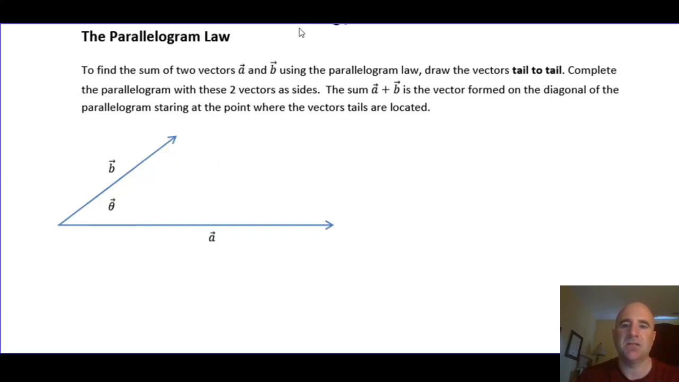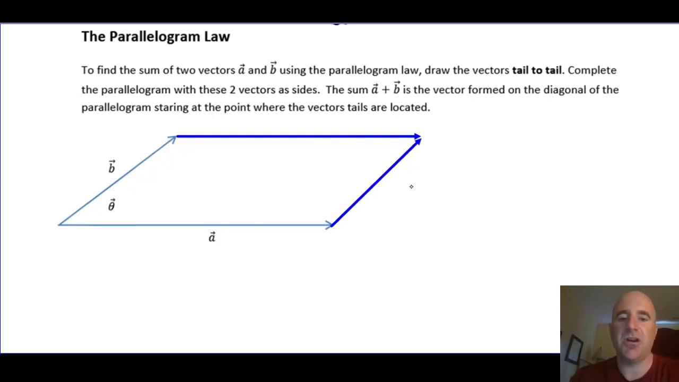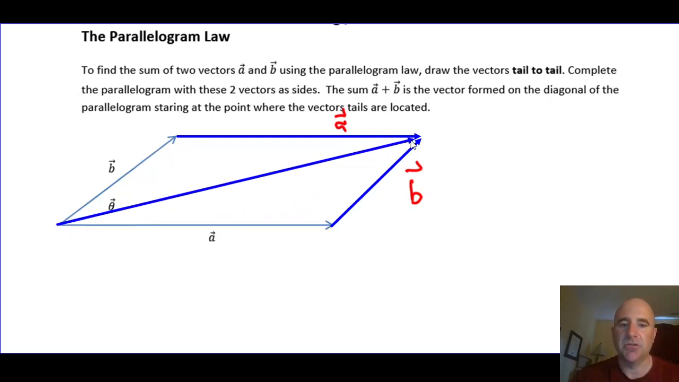So what that means is that we redraw this side, vector A, up here. Okay, it looks like that's about the same length. And we redraw vector B right here. Okay, so I've redrawn vector B and I've redrawn vector A. The sum A plus B is the vector formed by the diagonal of the parallelogram, starting at the tail. So then A plus B is just this vector right here.